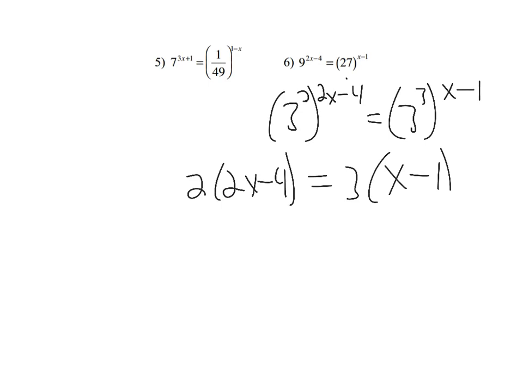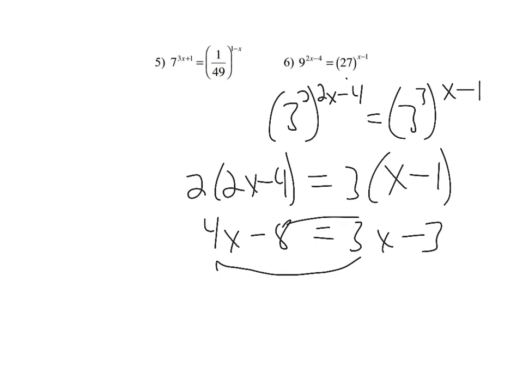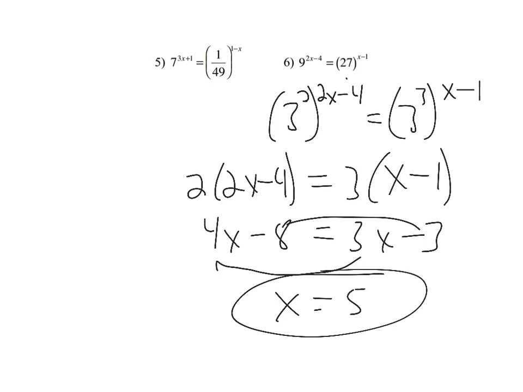And now it's just, I'm going to get rid of the parentheses, distribute through the 2, distribute through the 3. Then combine like terms. I move the 3x over here, move the 8 over here. So that gives me 1x equals 5. And that's going to be the solution.